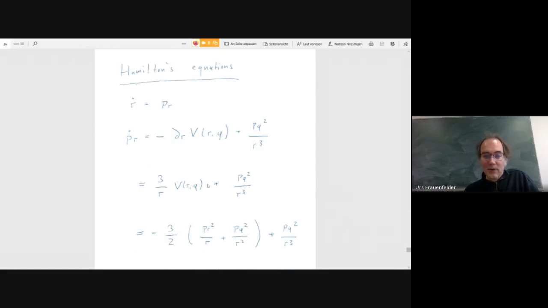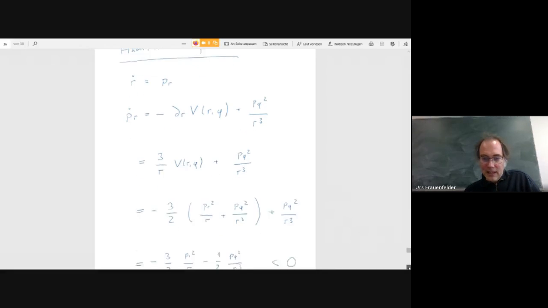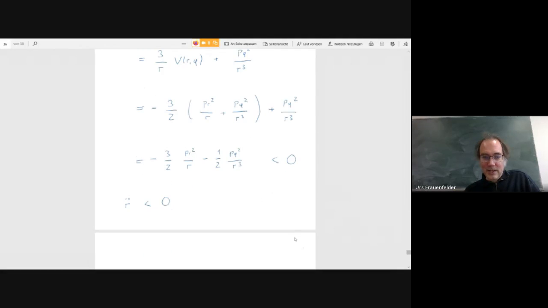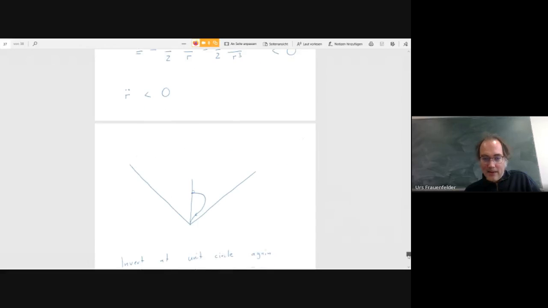But now we know the energy is zero. The energy was kinetic plus potential energy, so we can replace this by minus the potential energy, so we have this 3 over r, so we get this factor. Now you see we have here a positive term, but this wins. This is more negative than this is positive. So at the end everything is negative. And this means that r double dot, the acceleration of the radial coordinate, will be negative. So the orbit just falls down into the singularity, like this.